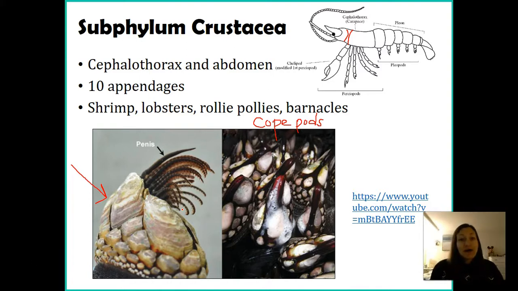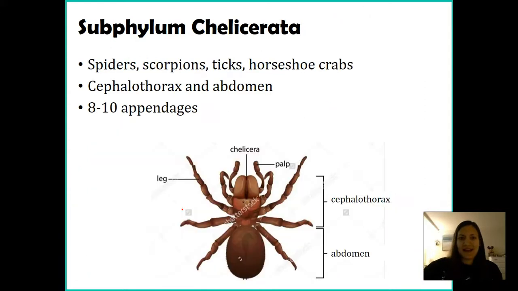All right, one more subphylum to talk about, and I'm sure for some of you, you're not going to like this one. Some of you have already told me that. It is subphylum Chelicerata. Chelicerata includes spiders, so essentially all the spiders that you can think of. It also includes things like scorpions, ticks, and horseshoe crabs.